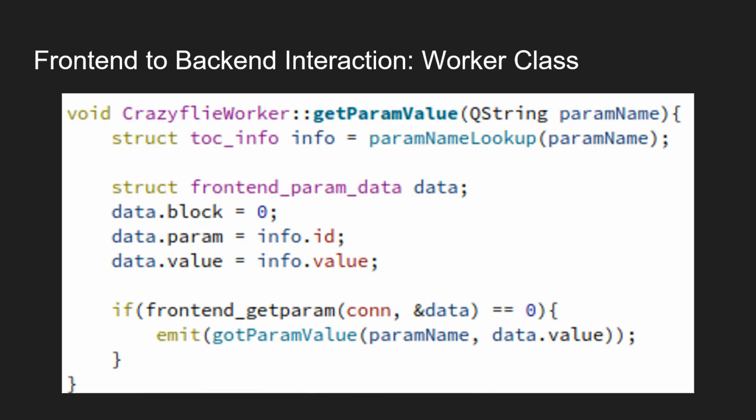Next, we move to the front end to back end interaction, the worker class, specifically the Crazyflie worker and the get param value function, and we pass in the parameter param name. From here, the Crazyflie worker will send it to the backend through a TCP connection, which is visualized here in the worker class, and then the data is emitted, as you can see on the last line there, and the task is then complete.